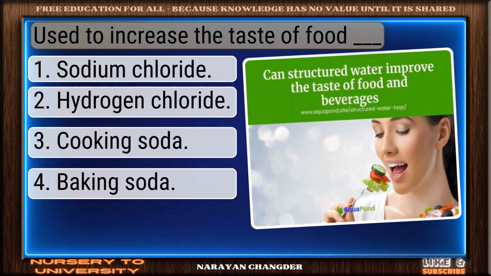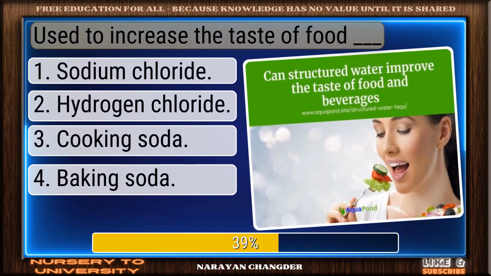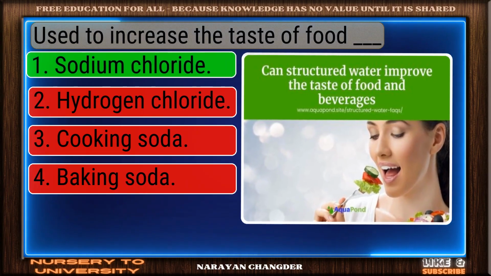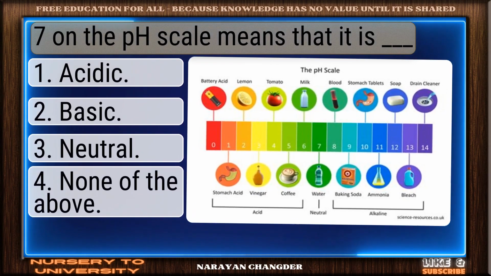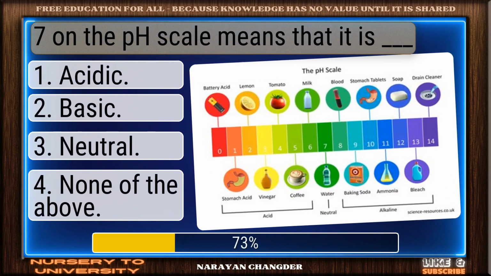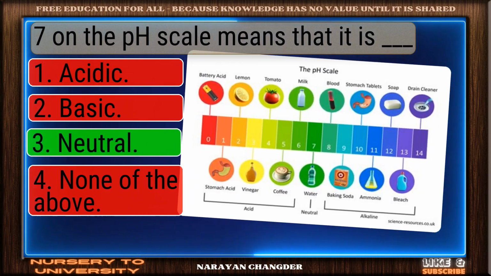Question number 17. Used to increase the taste of food, dash. Correct. Sodium chloride is the right answer. Question number 18. 7 on the pH scale means that it is dash. Nice work. You chose neutral and it is correct.